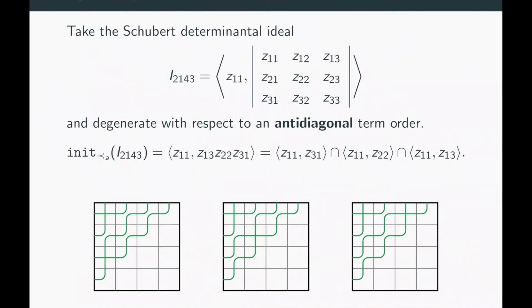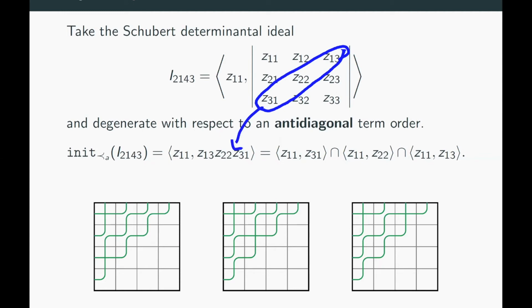Okay, so here's just a toy example. We can take this Schubert determinantal ideal and degenerate with respect to an anti-diagonal term order. So this means if we look at any matrix minor of our generic matrix, the lead term of that matrix minor is going to be the product of the anti-diagonal terms. So here, for instance, we see these anti-diagonal terms, and this corresponds to this generator here.